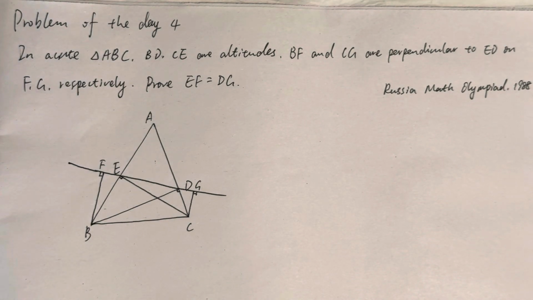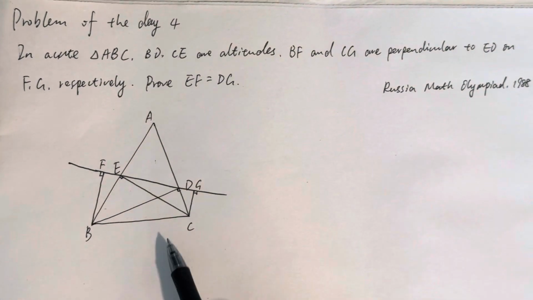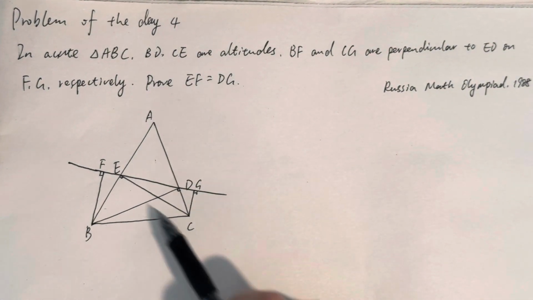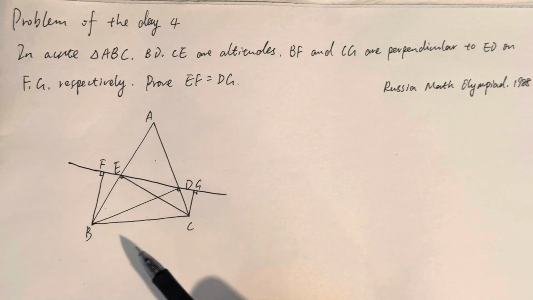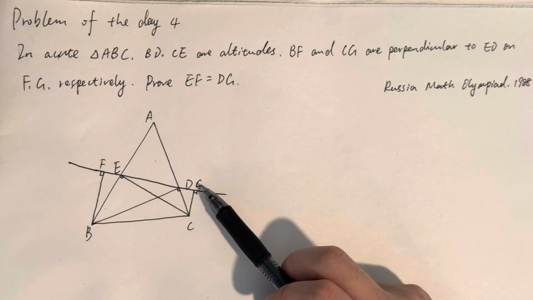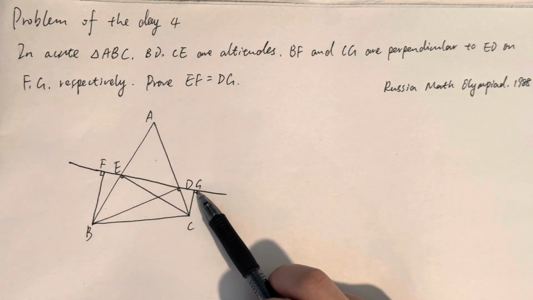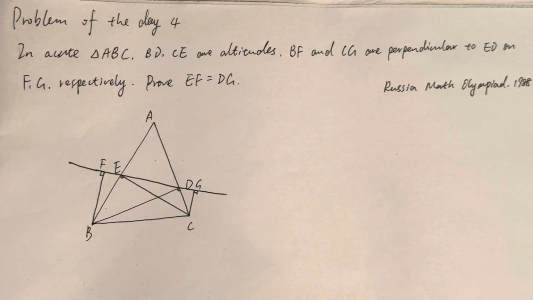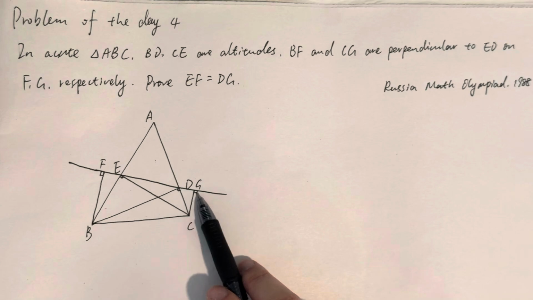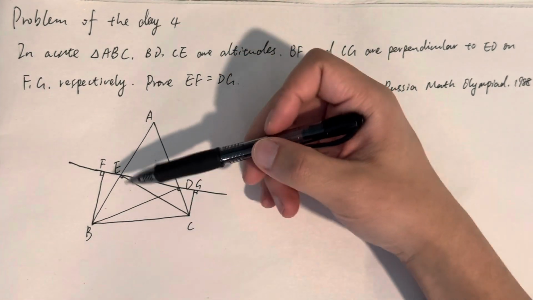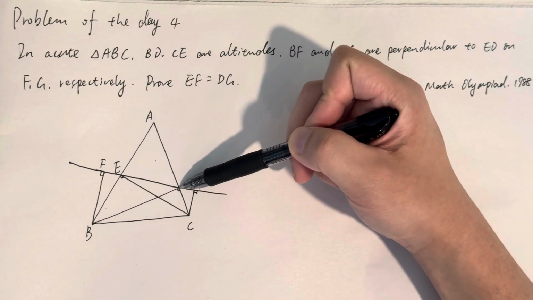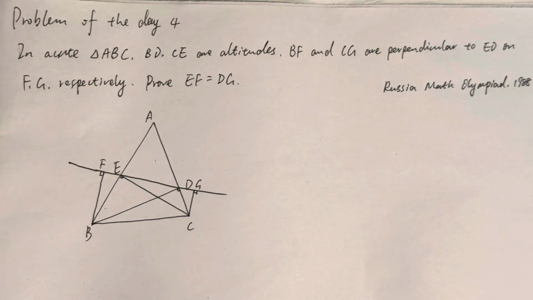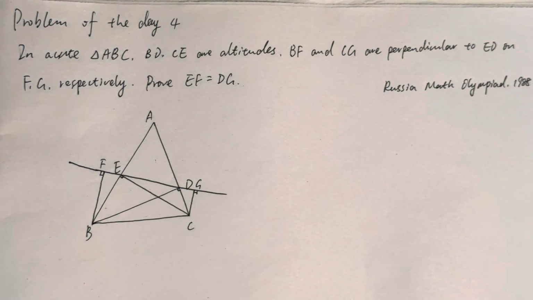So here is the problem of the day 4. In acute triangle ABC, BD and CE are altitudes. BF and CG are perpendicular to line ED at F and G, respectively. Prove EF equals DG. We want to prove that EF equals DG. For this problem, we have two elegant methods.